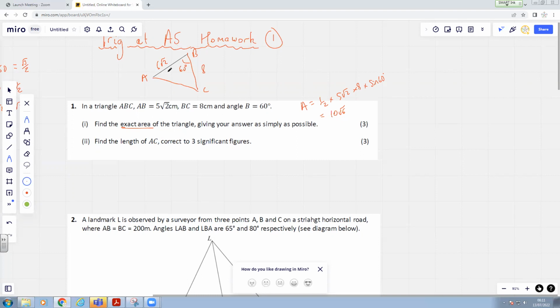Find the length of AC. So this is cosine rule. If you like, AC squared equals 5 root 2 squared plus 8 squared, b squared plus c squared, minus 2 times 5 root 2 times by 8 times by the cos of 60. And then you just simplify that. You're going to get 50 plus 64 minus, we want this to 3 significant figures. So you probably would just dump this into your calculator and you'll get 7.58 to 3 significant figures. Make sure you round it carefully.